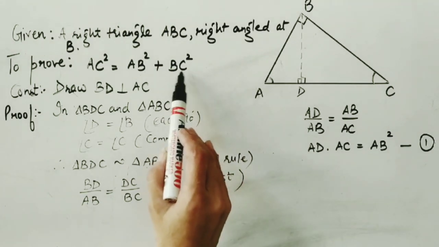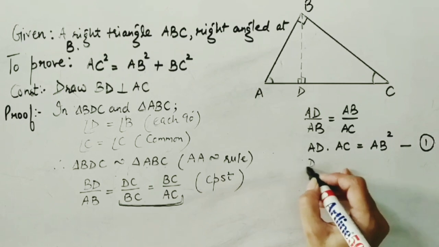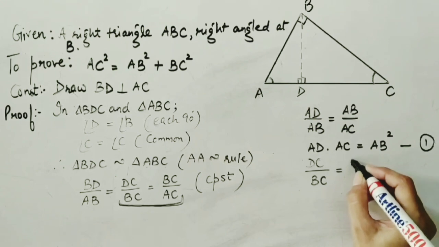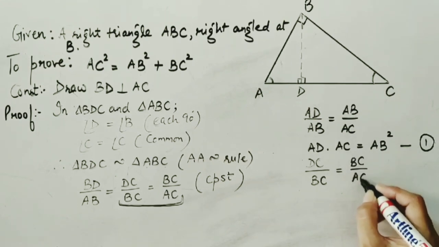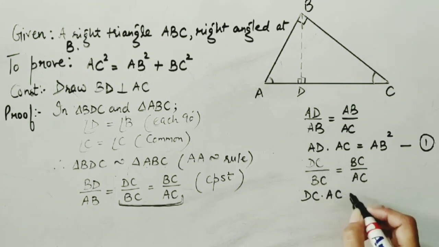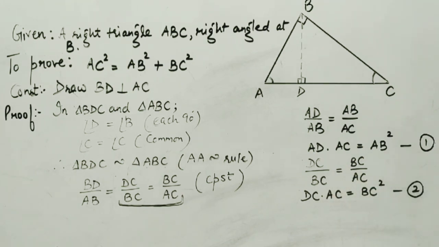Now listen, AB square is already obtained, which is the product of AD into AC. We need to obtain BC square. Look for two such ratios which have BC either in the numerator or in the denominator. Pick up these two. Here we have BC in the denominator and BC in the numerator. So let us take these two and solve. This is DC upon BC equals BC upon AC. So it becomes the product of DC and AC equals BC into BC, which is BC square. This is equation number 2.